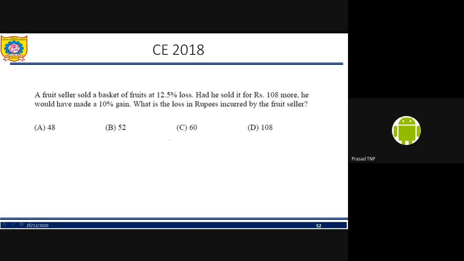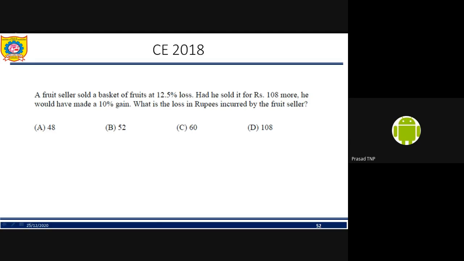That is the question number 52, asked in civil engineering in 2018. Okay, fine. So this is again asked for 2 marks. This is based on the profit and loss topic.